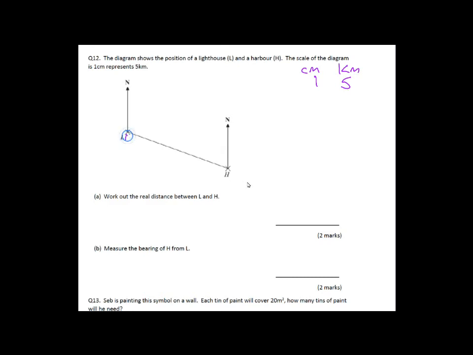So, using the mock paper that I've been given, that distance is approximately 6 centimetres. Yours may be different. Put the 6 under the side for the map, so we've multiplied by 6 to get our scale. Do the same on the other side, and 30 kilometres goes on the answer line for 2 marks.